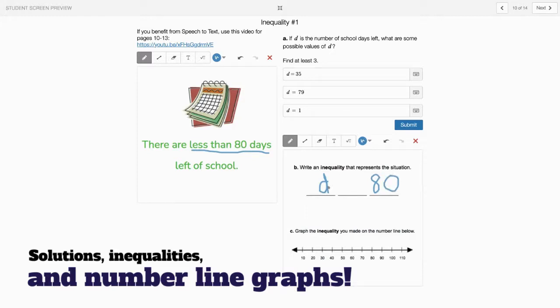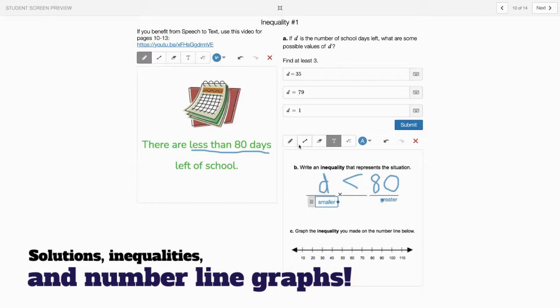And wait a minute. We said the days is less than 80. So the alligator is going to eat 80 because 80 is our greater number. And D is our smaller number because the days has to be less than 80 because there's less than 80. The days or D has to be less than 80.